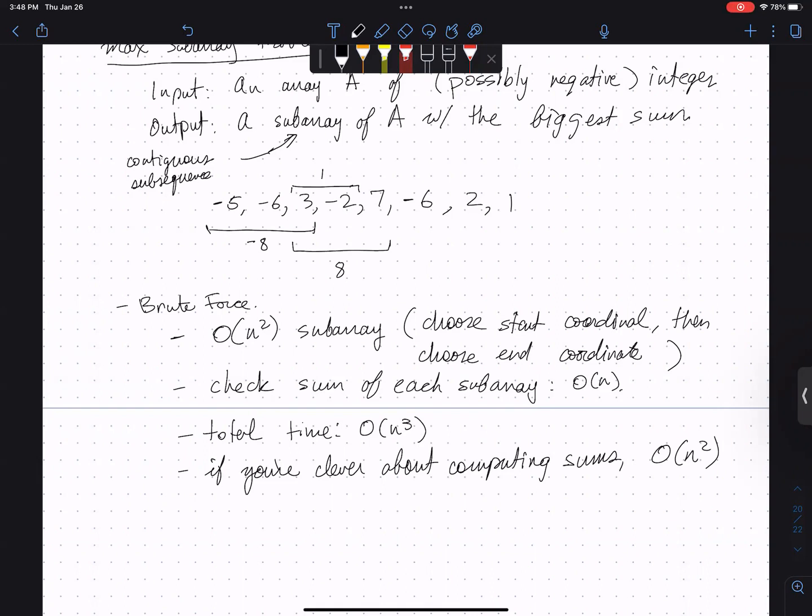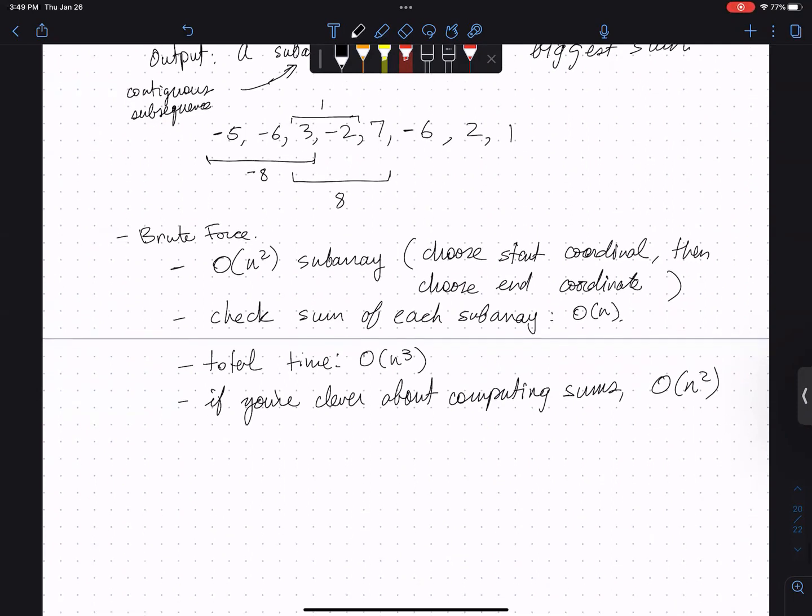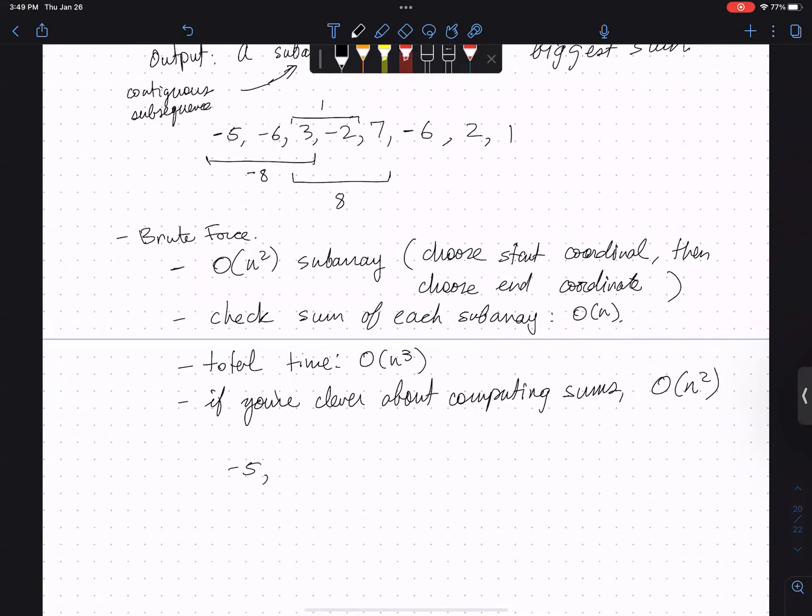I don't want to go into those details because I want to do a much faster algorithm with divide and conquer. Okay. I think it's going to be an n log n algorithm. So what could be a divide step here? What could be a divide? How could we try to divide and conquer this?